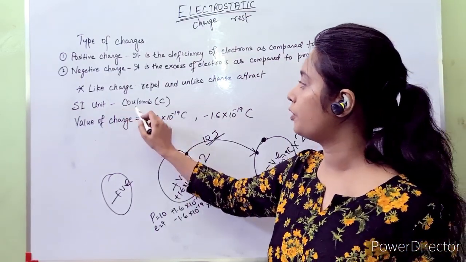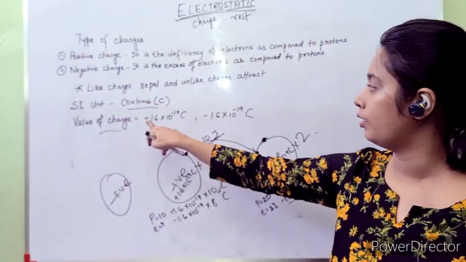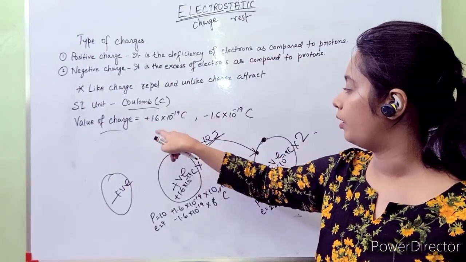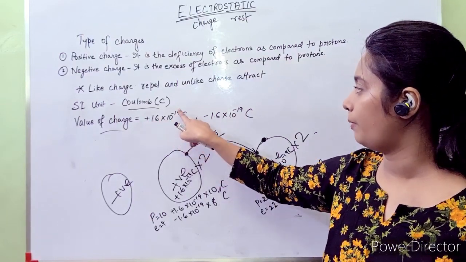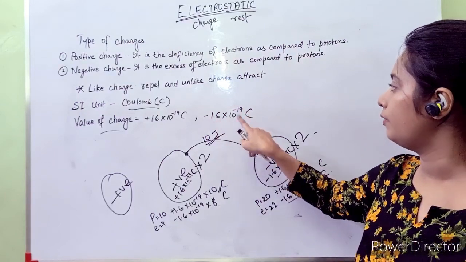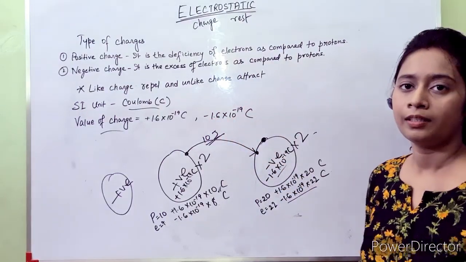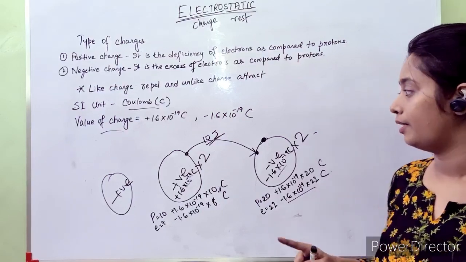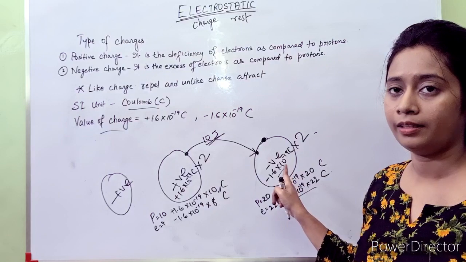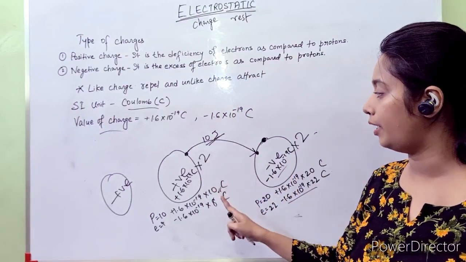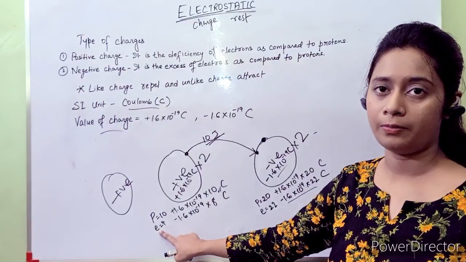Okay, the SI unit of charge is coulomb, and the value of charge I already told you. For positive charge, plus 1.6 into 10 to the power minus 19 coulomb, and for negative, minus 1.6 into 10 to the power minus 19 coulomb. Mind it that here the proton is not moving. Here for electrification, only the electrons are responsible.